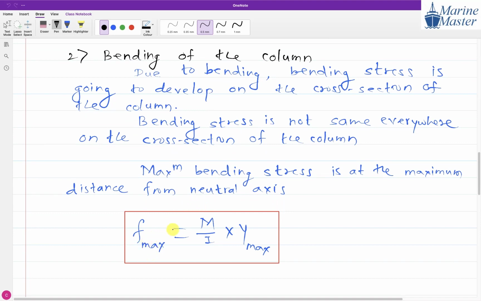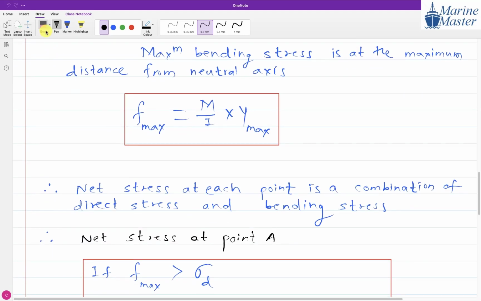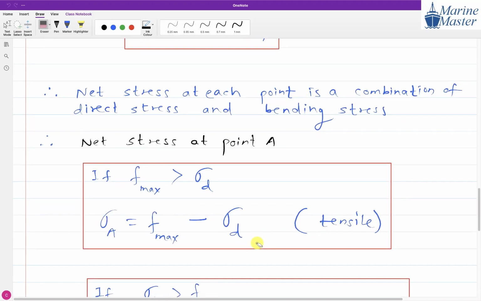And that maximum bending stress will be what, everyone? M by I into Y max. That is what we have seen. Now we have to see the net stress at each point. You can see any point. Net stress at each point is a combination of what? Direct stress and bending stress.